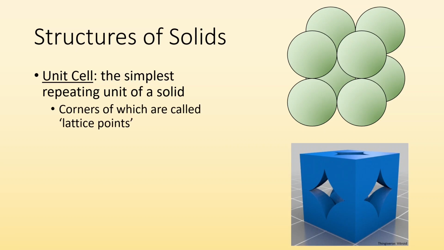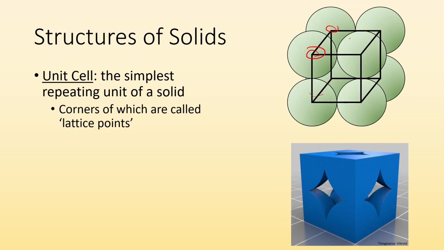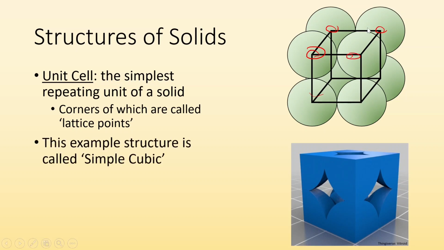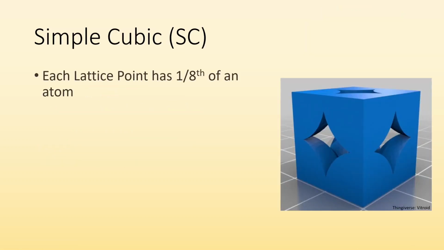The corners of that unit cell we call lattice points. So the lattice points on this drawing would be these. This example is the simple cubic crystal lattice structure. And if we take a look, each lattice point has 1/8 of an atom. So you can see this region right here represents 1/8 of an atom.